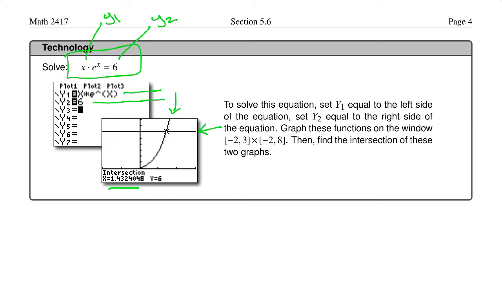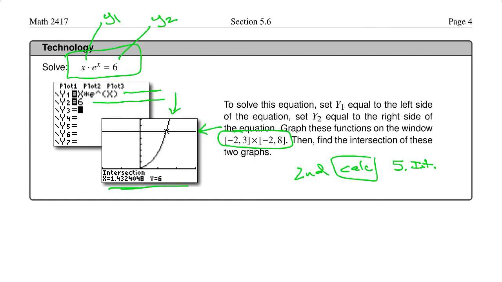Once you graph it on this window, you can find the intersection by using second calc, and then number 5 is intersect. When you do the intersection, it'll ask you for one graph, hit enter, a second graph, and the cursor automatically jumps to the next graph if you only have 2 in there. Hit enter, and then it'll ask you for a guess. If you have multiple intersections, then you want to be close to the intersection point that you want. Hit enter again, and it'll produce this intersection right here.